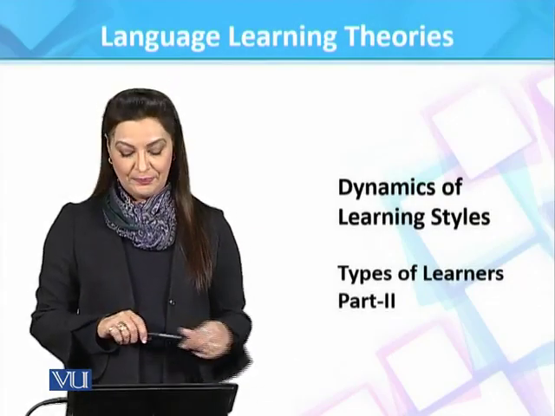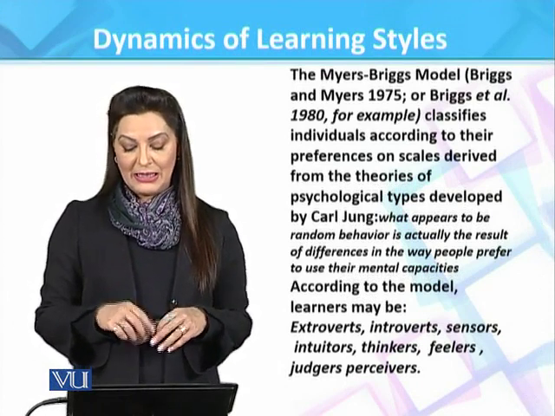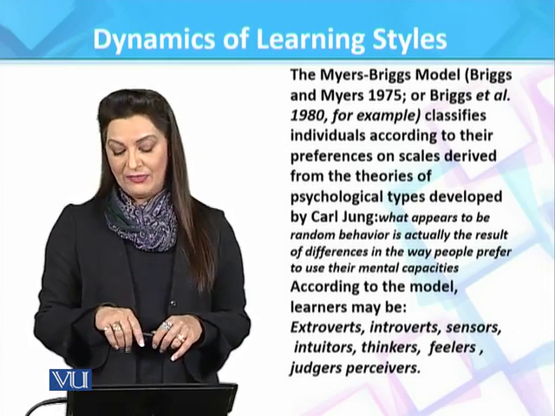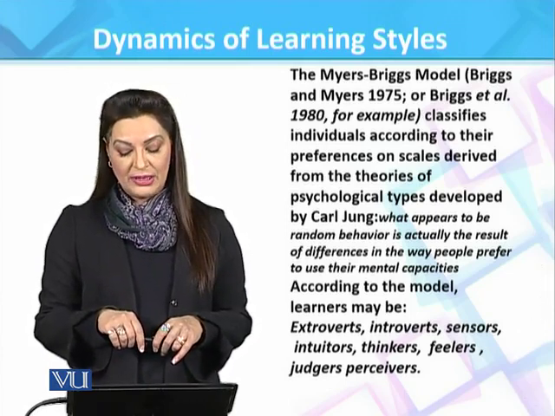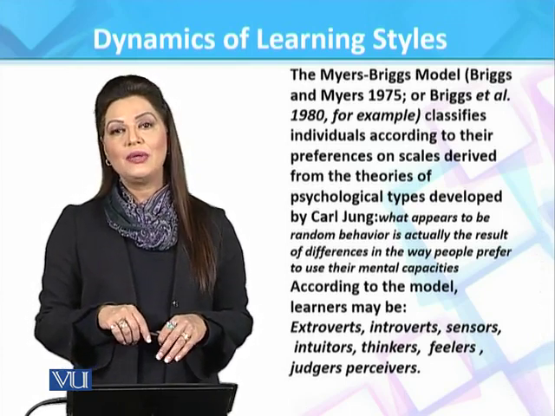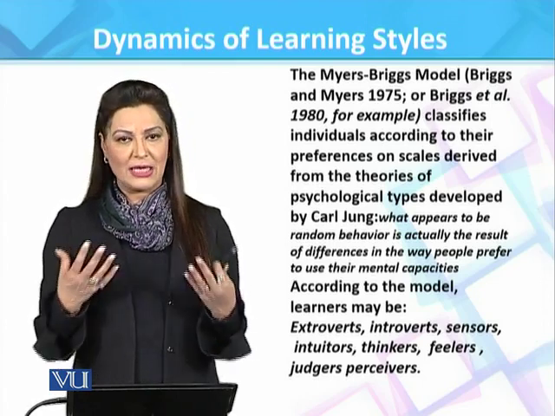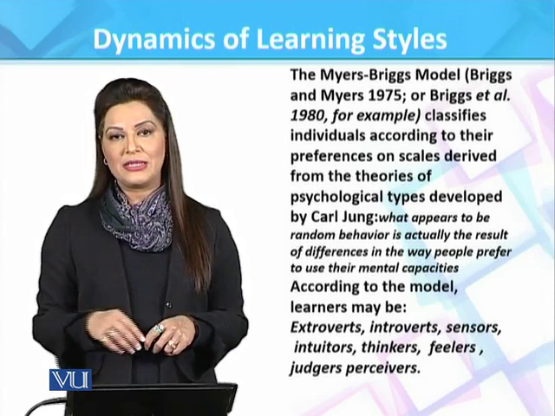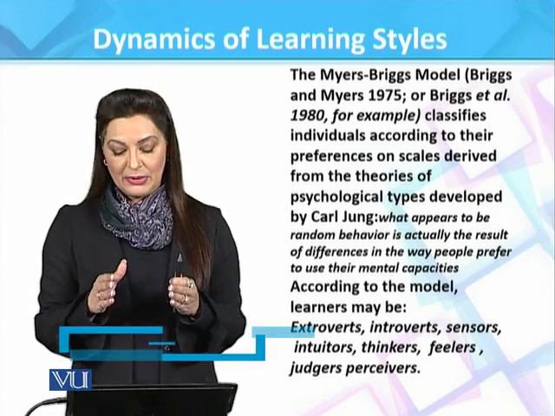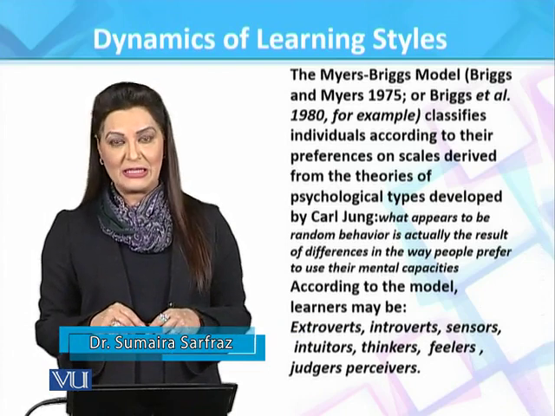Types of learners. The Myers-Briggs model basically classifies individuals according to their preferences on scales derived from the theories of psychological types developed by Carl Jung. Carl Jung is a Swiss psychiatrist, and he developed theories based on psychological parameters and psychological studies where people or their class have been classified based on their preferences.